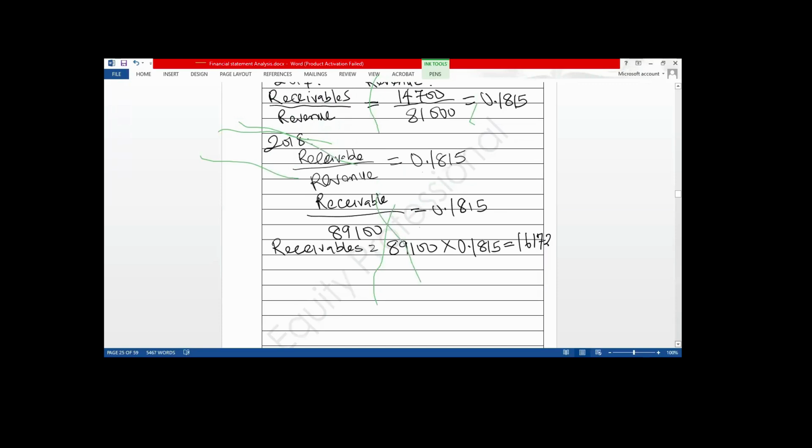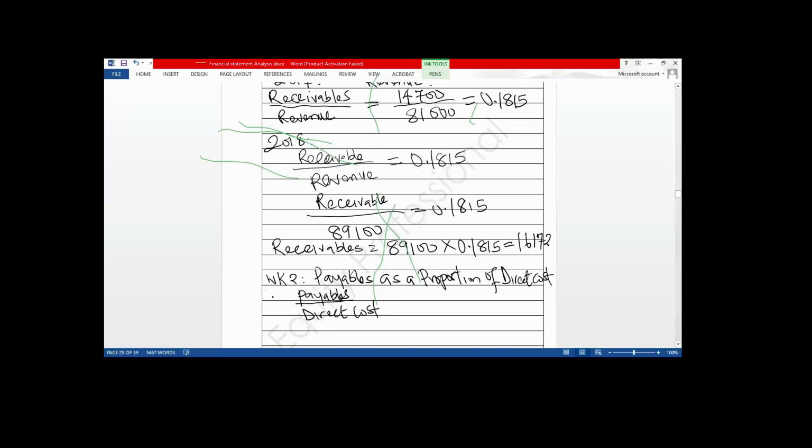Working two. Working two. Examiner says payables as a proportion of direct costs. Look at it. The formula becomes payables divided by direct costs. This ratio will remain unchanged.